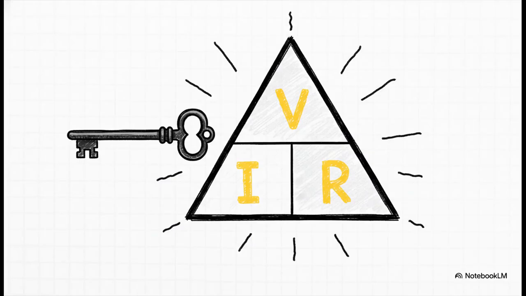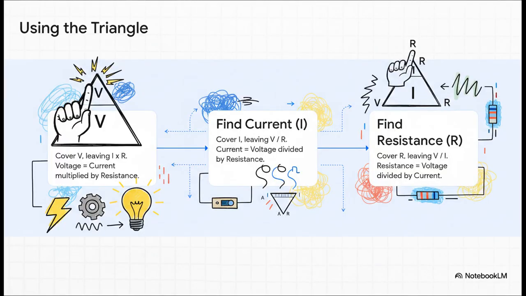And here's the best part. You don't need to memorize a bunch of different formulas to use this. All you need is this one simple triangle. You've got V up top with I and R at the bottom. This little guy is the key to the whole thing. Check out how this works. Whatever you want to find, you just cover it with your finger. So you want to find voltage, cover up V, and look what's left. I times R. Need to know the current? Cover up I, and you get V divided by R. It is seriously that easy.